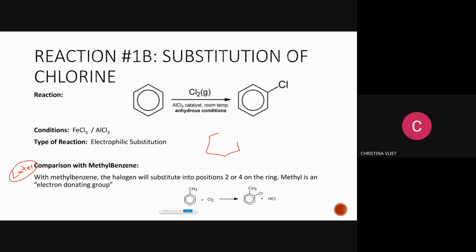So what would this look like? Plus Cl2 over, let's do FeCl3. And our product here would be what? Place a chlorine anywhere, doesn't matter. And what would your byproduct be? Let's see, that's HCl.